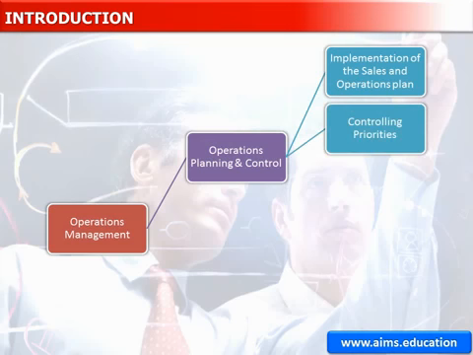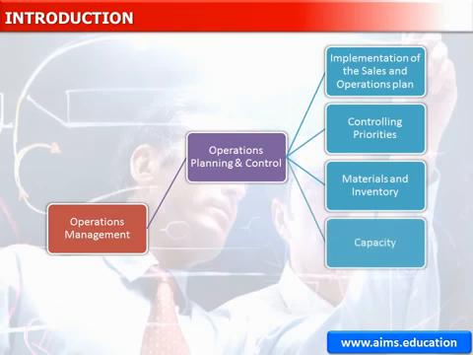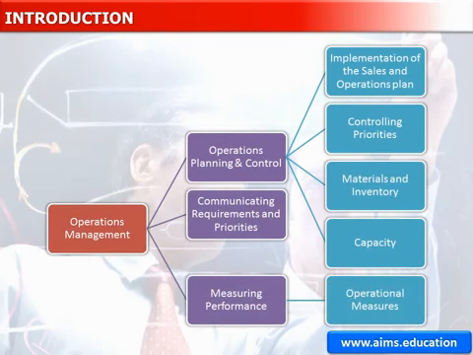Controlling priorities addresses master scheduling, rough-cut capacity planning, and resource planning. Materials and inventory addresses materials, such as materials requirements planning and distribution requirements planning. Capacity addresses capacity management, planning, and control, time horizons of capacity management, capacity requirements planning, and production activity control.